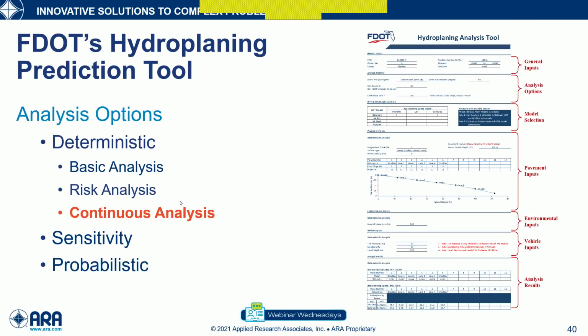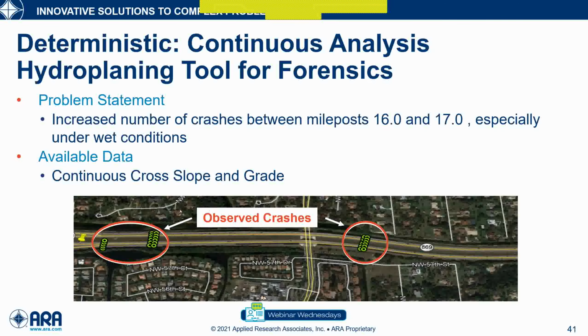So continuous analysis is the option that you want to use if you have one or more of those continuous data inputs available. And personally, this is the option that I use the most because we conduct forensic analysis and safety analysis here, and we have the multi-purpose RV vehicle, so we're able to collect this continuous data. So I'm going to show you the continuous analysis option with some real-world examples. And here's the first one.